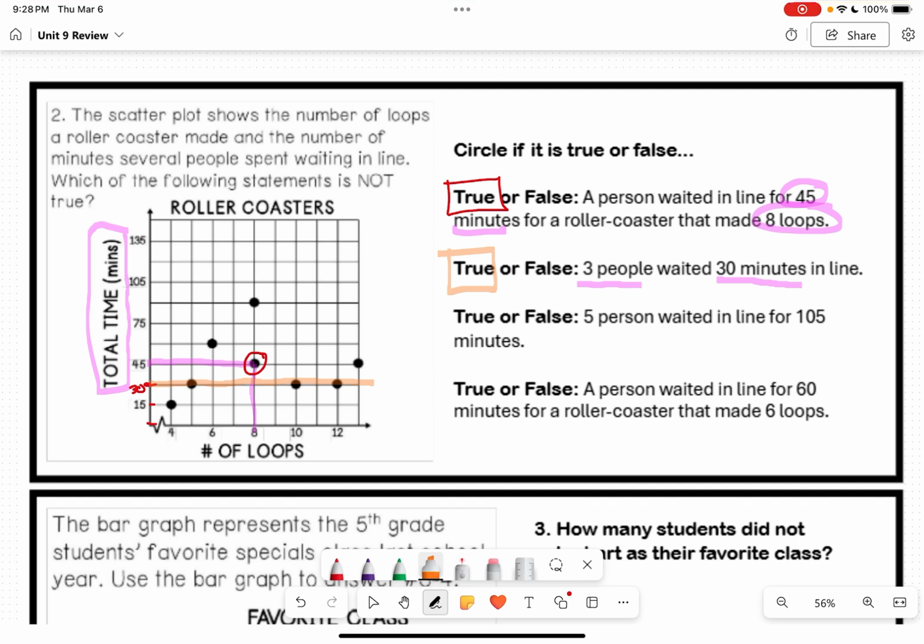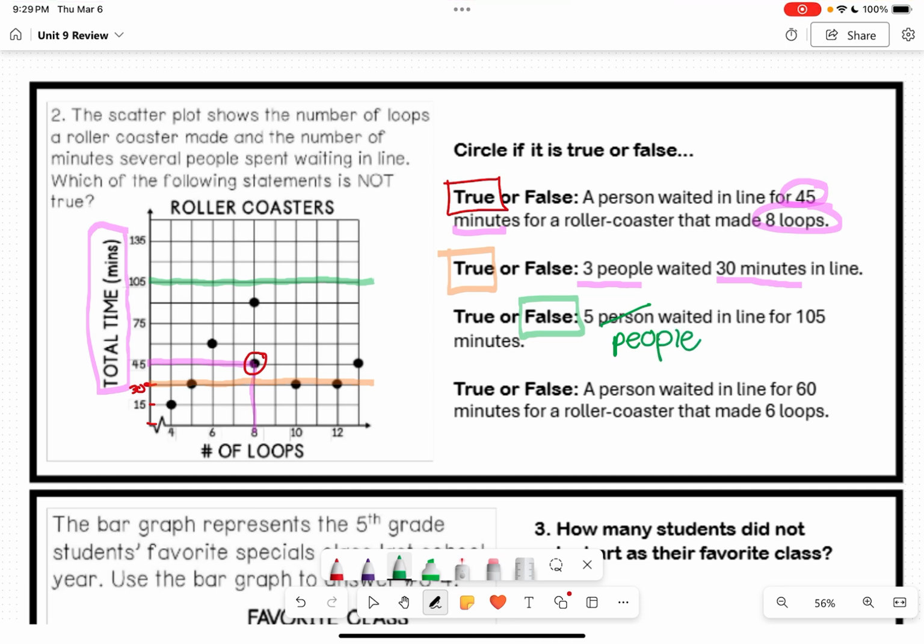Okay, next one. 5, oh, I don't know why it says person. 5 people waited in line for 105 minutes. So we're going to do the same thing. We're going to go to 105, which is all the way up here. I'm going to change my color. And I'm going to extend it. Do you see 5 dots on the green line? No. Okay, so this is a false statement. So we might have already found the only one that is false. Okay. That's going to bother me, so I'm going to mark it out. 5 people.